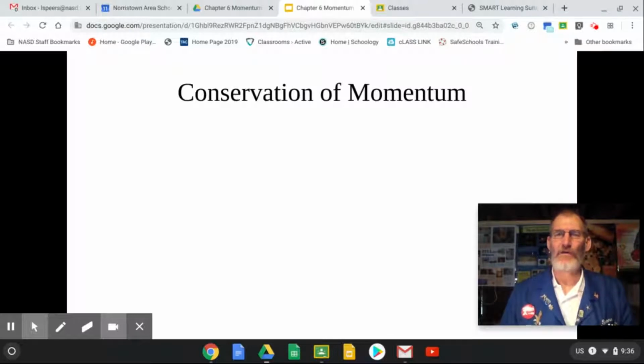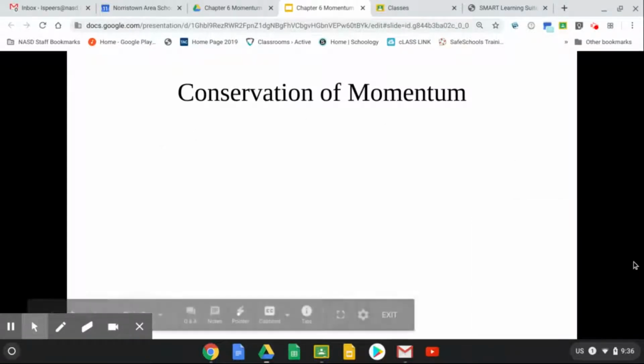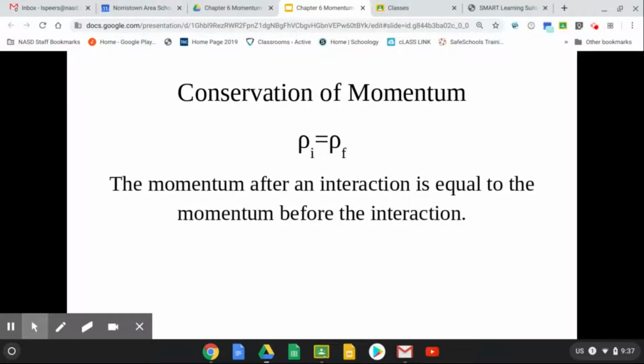All right, we want to move on with our study of momentum. Last time we talked about the conservation of momentum, where the initial momentum of a system is equal to the final momentum of the system. And there was that definition: the momentum after an interaction is equal to the momentum before an interaction. And we used this formula.